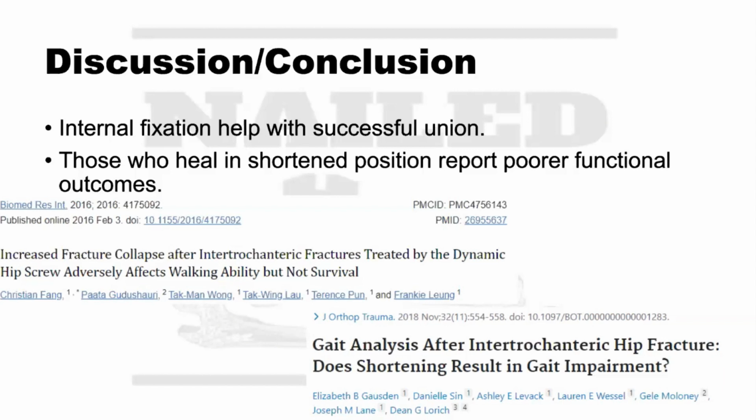And in fact, this femoral neck data shows, and then as we said, those two other, a little bit smaller studies also show that there is impact on our patients when they're shortening in intertrochanteric fractures as well. So that's why it's important.